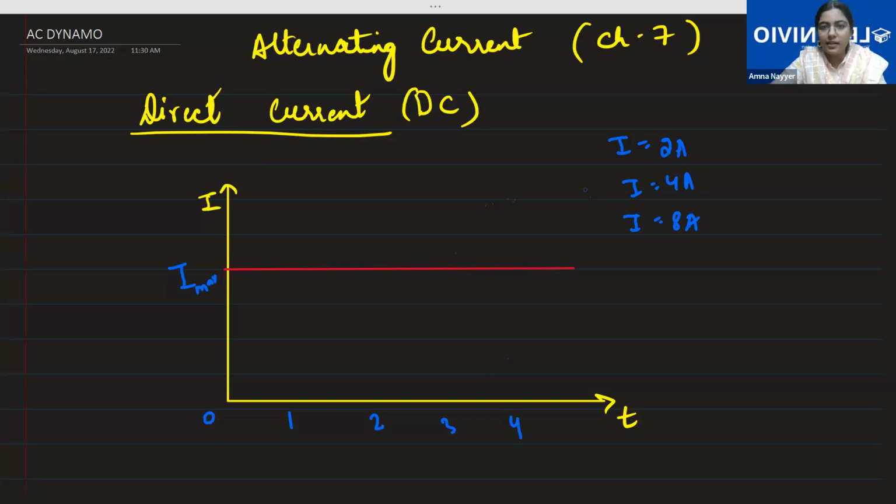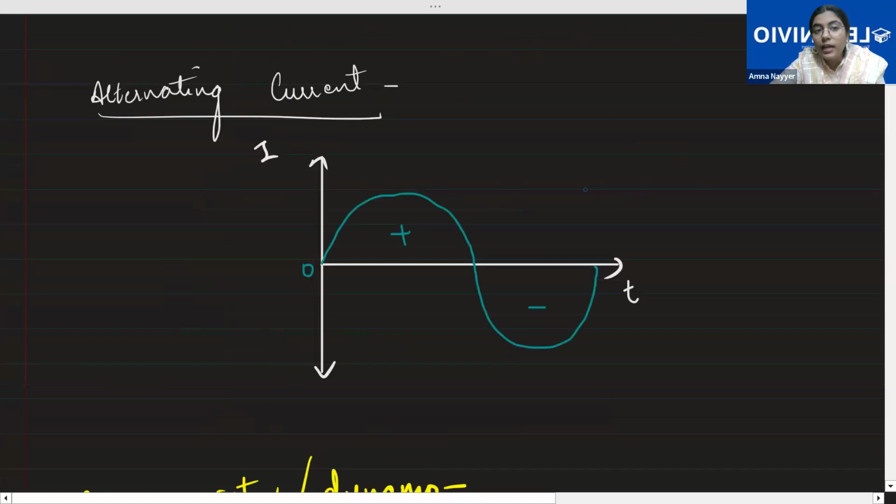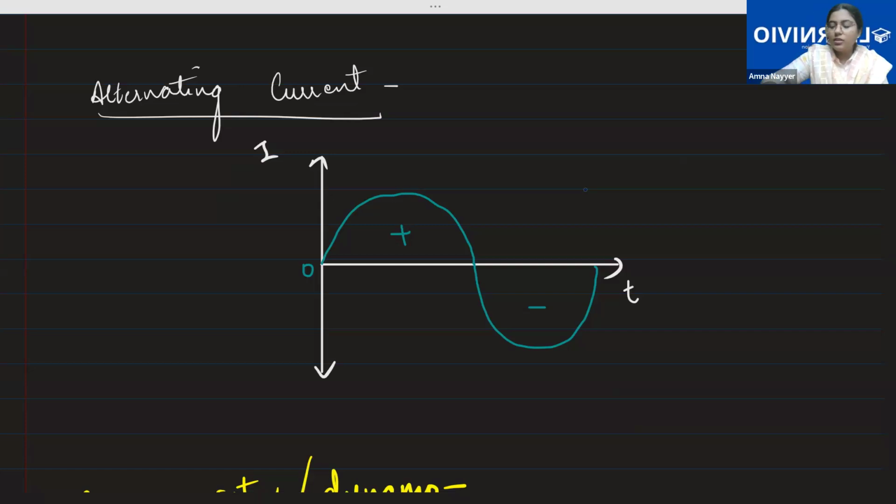So that is your direct current. Alternating, with the term only you can understand. Alternating means fluctuating. So current varies, okay? The current changes. So that is what is meant by alternating current. So current varies sinusoidally.